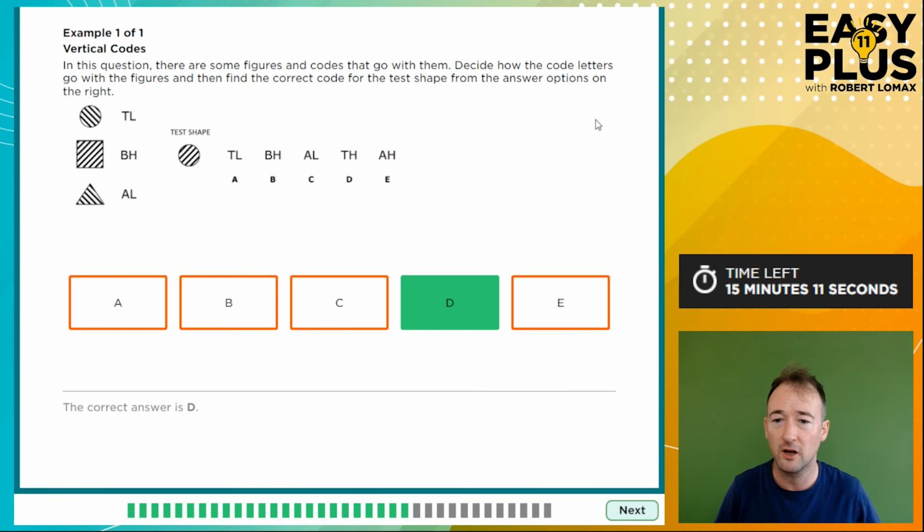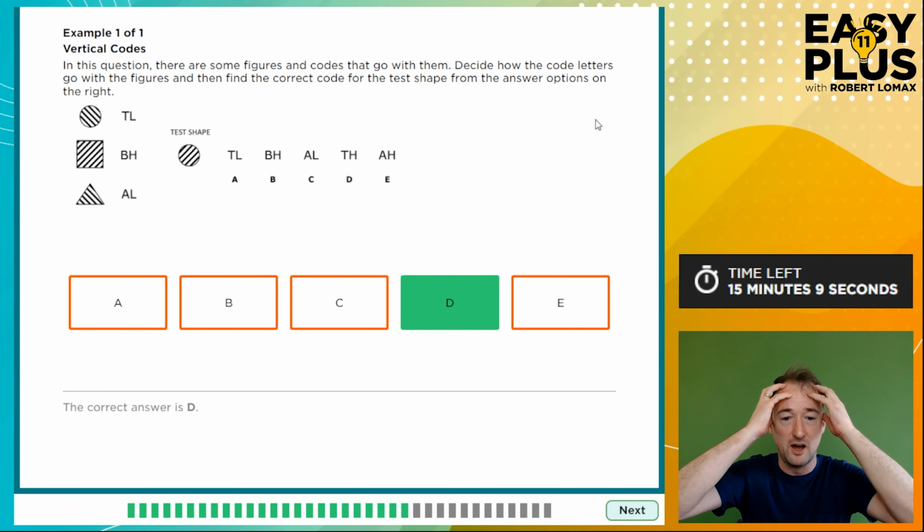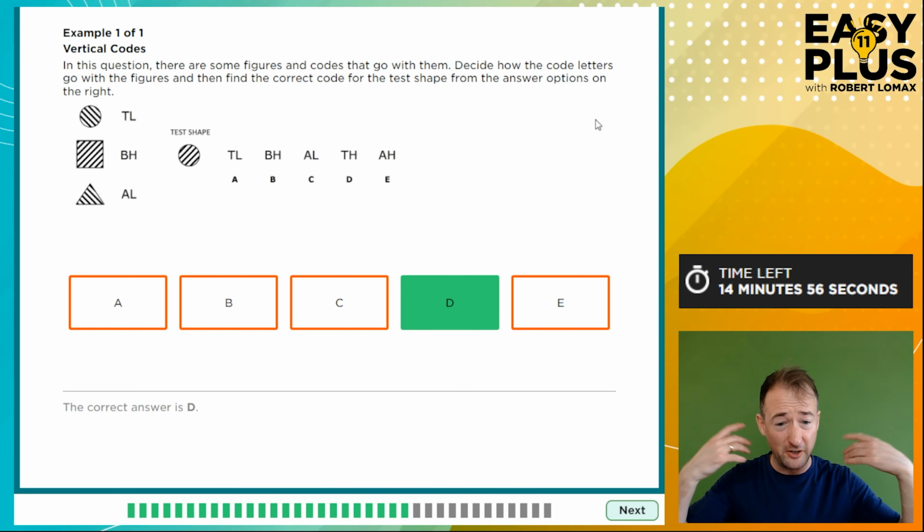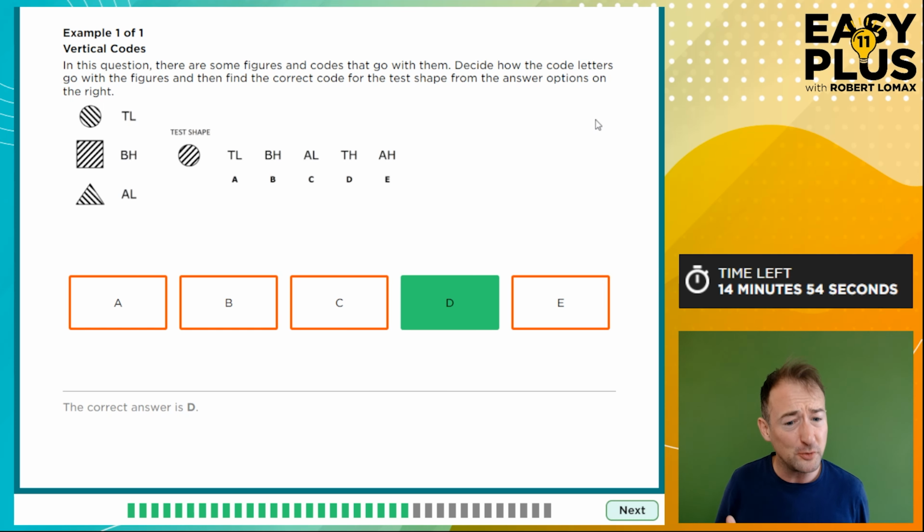On we go. Okay, vertical codes. This is the stuff that I hate so much. But we're going to do it. Together we're going to do it. Okay, so you've got figures and codes. It doesn't really tell you anything about how to do these. So you need to think about how to be systematic in order to do these effectively. And you're definitely going to need your bit of paper to take some notes.